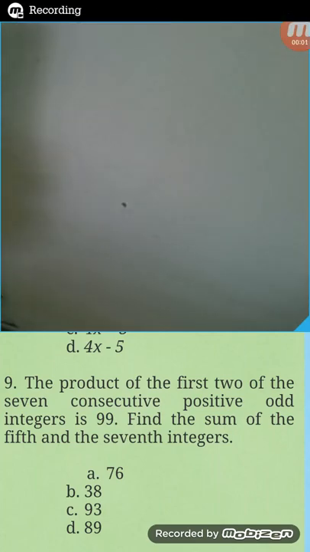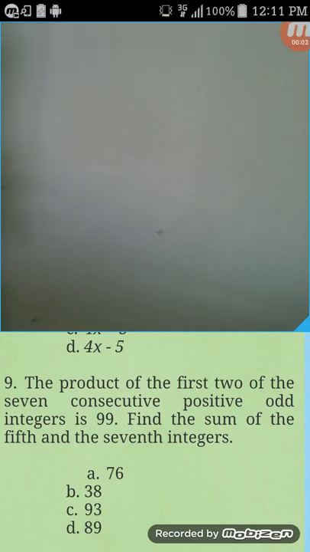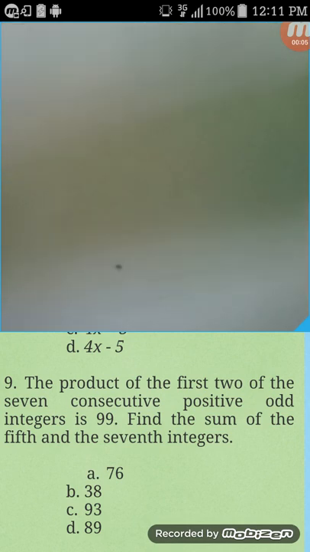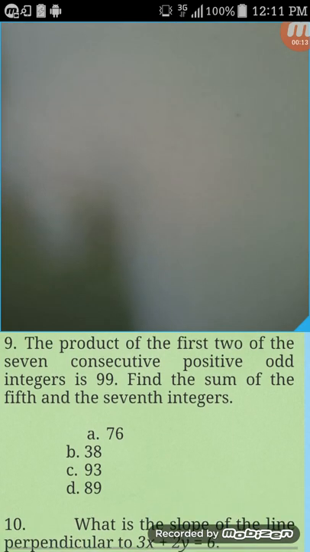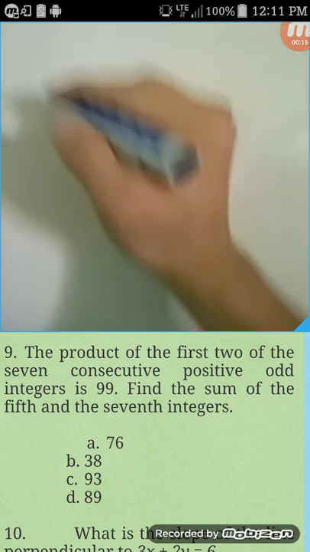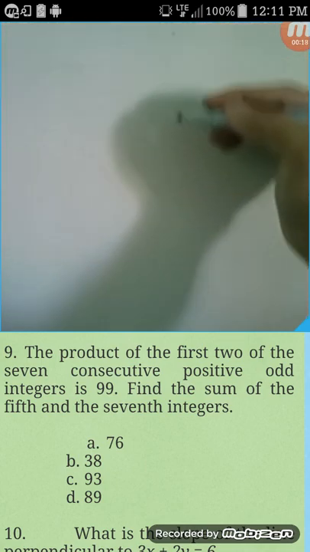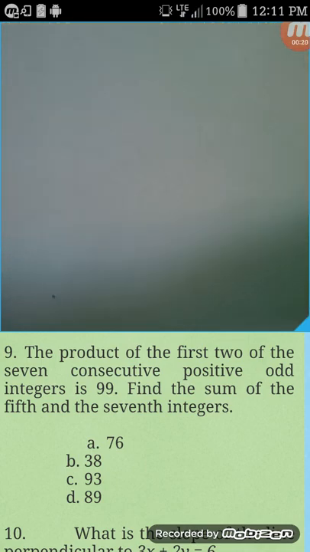Okay, teachers, hello again. Next question: the product of the first two of the seven consecutive positive odd integers is 99. Find the sum of the fifth and the seventh integers. We always have to have a representation of those consecutive positive odd integers, as I told you in the previous videos.